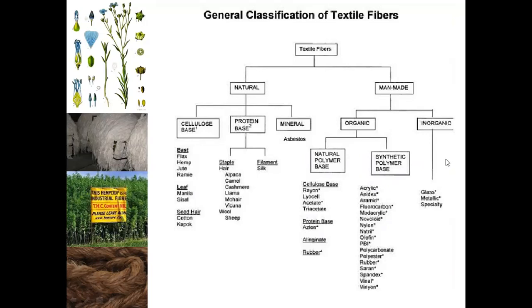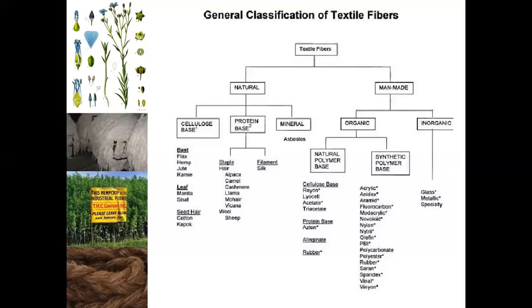Then moving on to the classification based upon its length, it is mainly of two types. One is the staple. Staple, short, you can easily remember it. The short length fiber, which is usually measured in inches and centimeters. And the next one is the filament fiber. It is usually measured in meters.